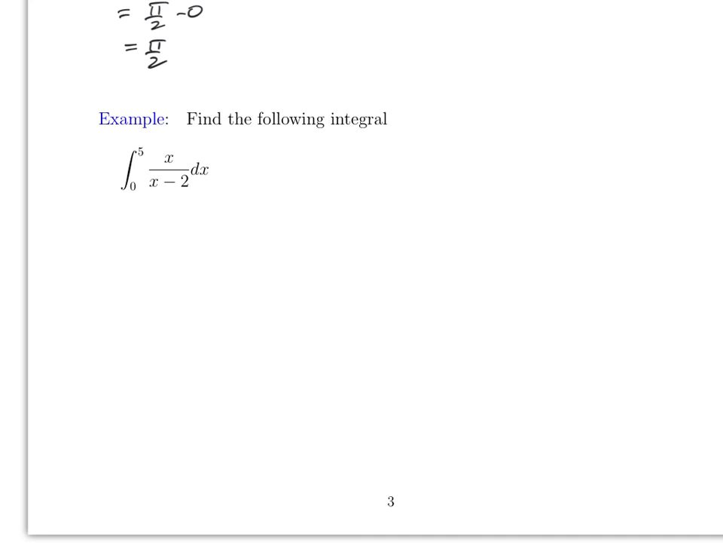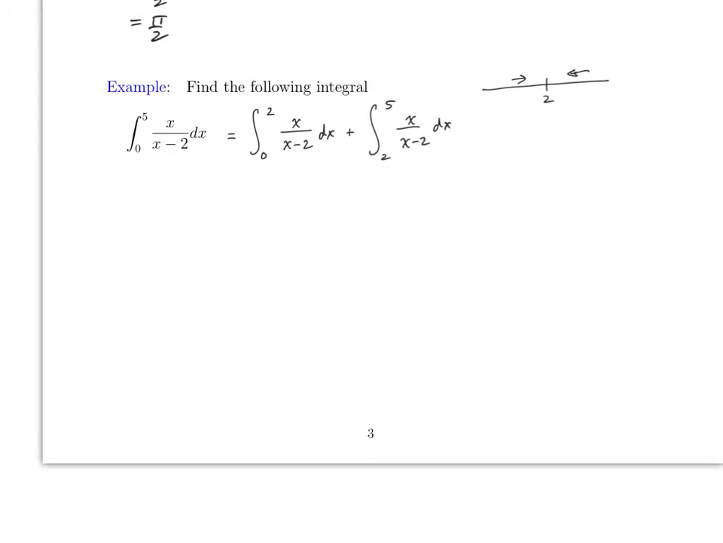Alright, so let's do one last example of this. Notice here that the issue is going to happen at 2 because you're going to divide by 0. So therefore this one you have to break the interval into two parts: the integral from 0 to 2 of x over x minus 2 dx, and then the integral from 2 to 5 of x over x minus 2 dx. So for one you're going to approach from the left side and the other one from the right side.